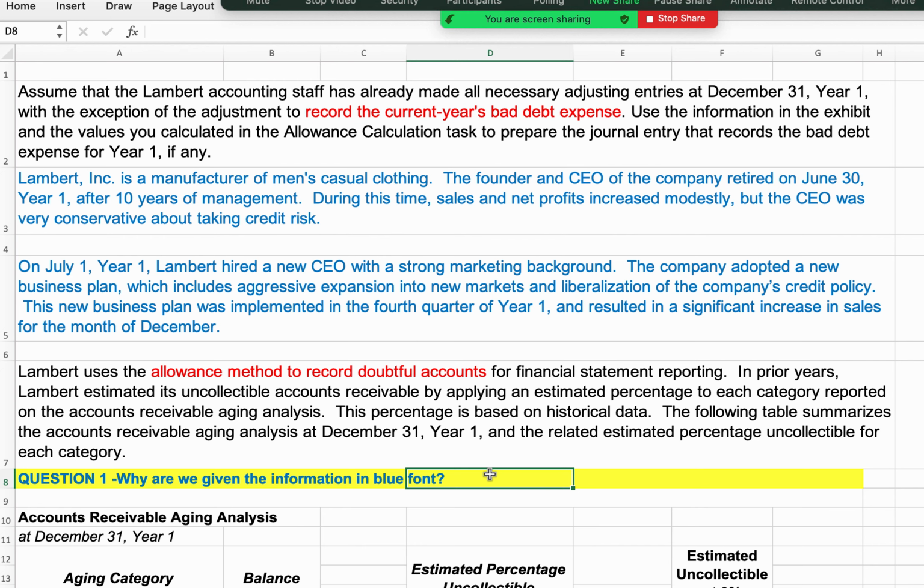Assume that the Lambert accounting staff has already made all necessary adjusting entries at December 31st, year one, with the exception of the adjustment to record the current year's bad debt expense. Use the information in the exhibit and the values you calculated in the allowance calculation task to prepare the journal entry that records the bad debt expense for year one, if any.